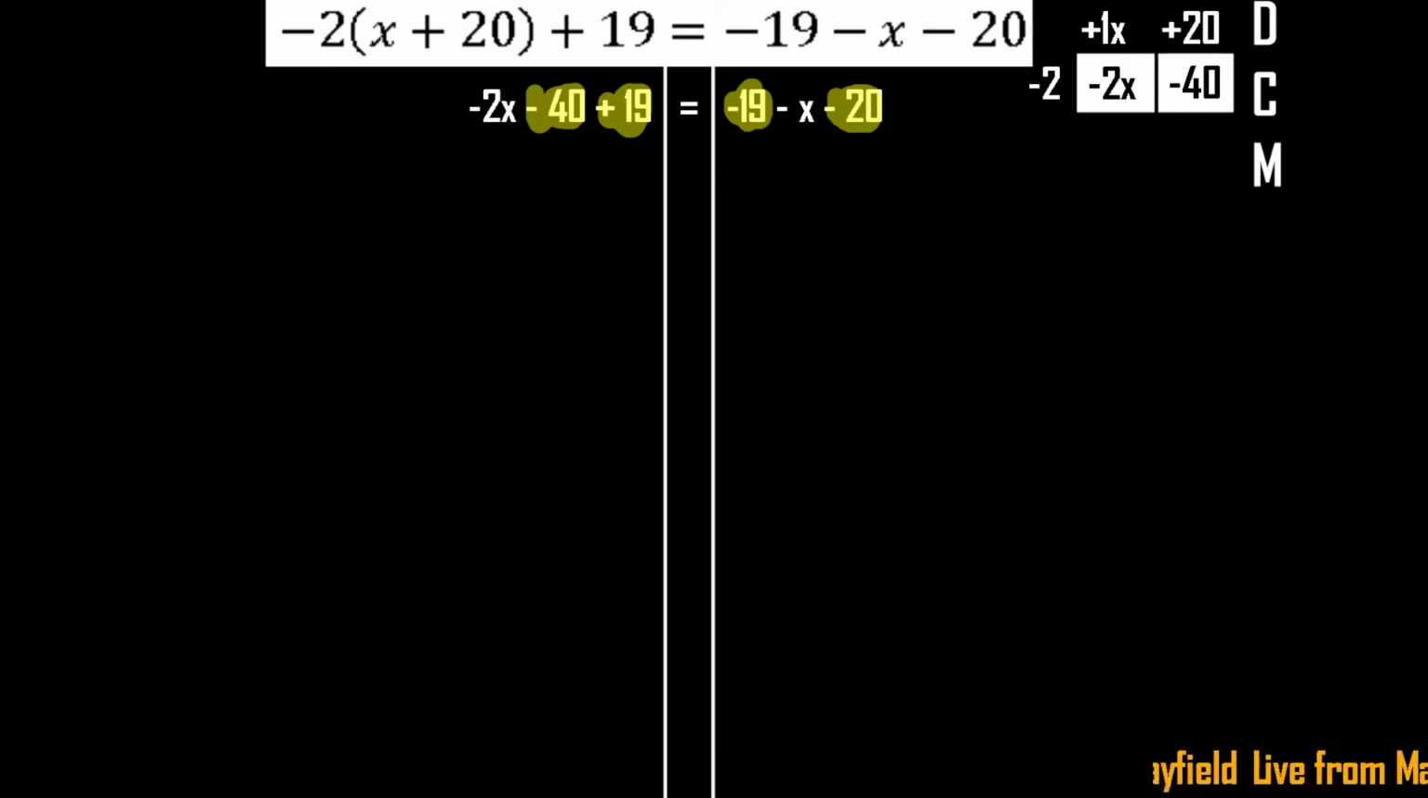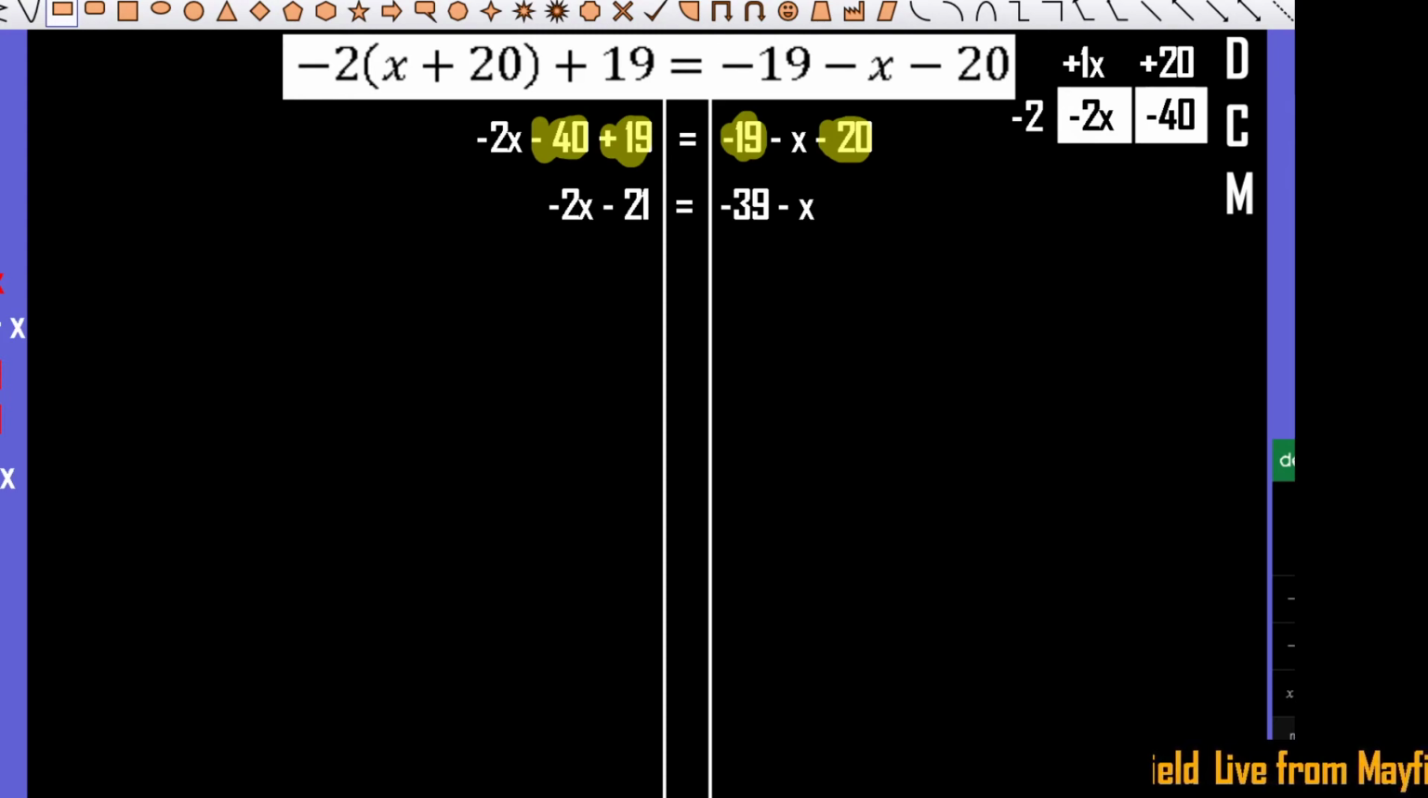Again, I'm going to work on one side at a time. So again, -40 plus 19 is -21, and then negative 19 minus 20 is negative 39. So let me actually draw 2 lines here to just make sure that we can grasp that. All right, so these two go down to here, and these two go down to that.